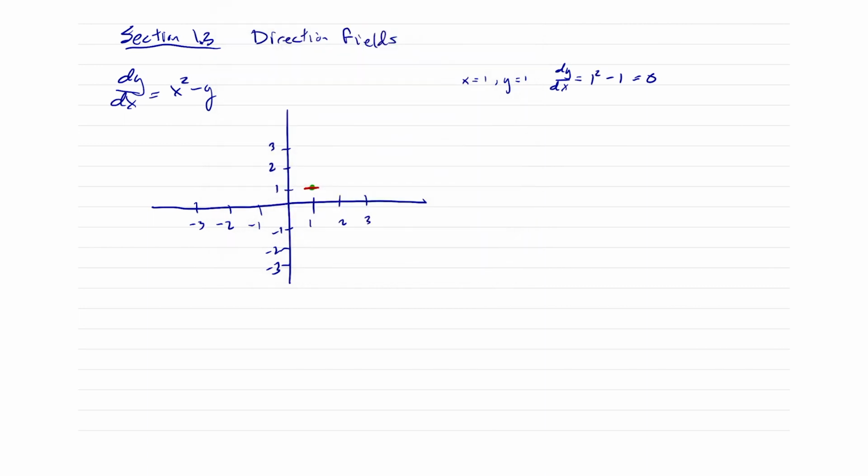Now let's pick another point. Let's pick here. So now we are looking at the point x equals 1, y equals 2, right? And this is going to get tedious quick, but let's see. So we're going to have 1 squared minus 2, and it's going to be -1. So in red, we can have a slope that's a -1 slope, right?